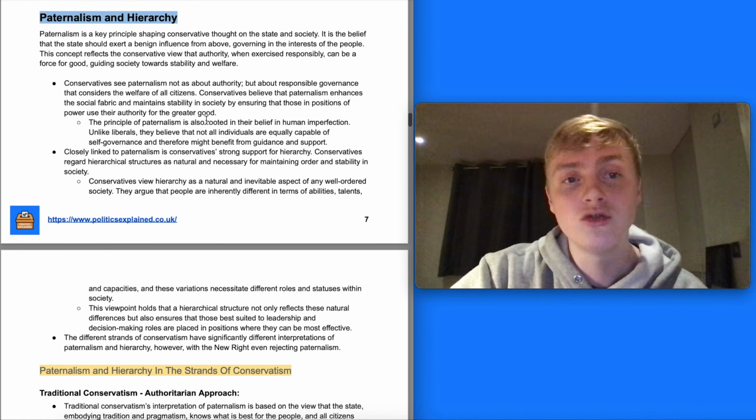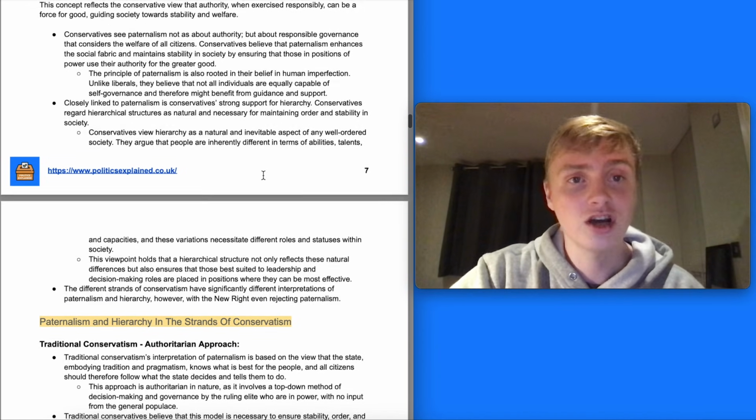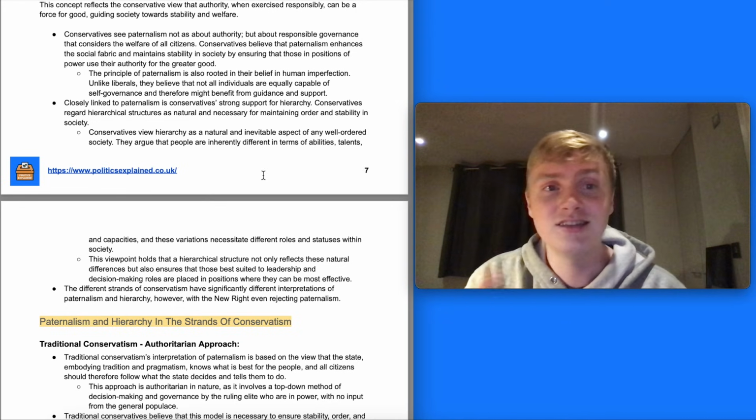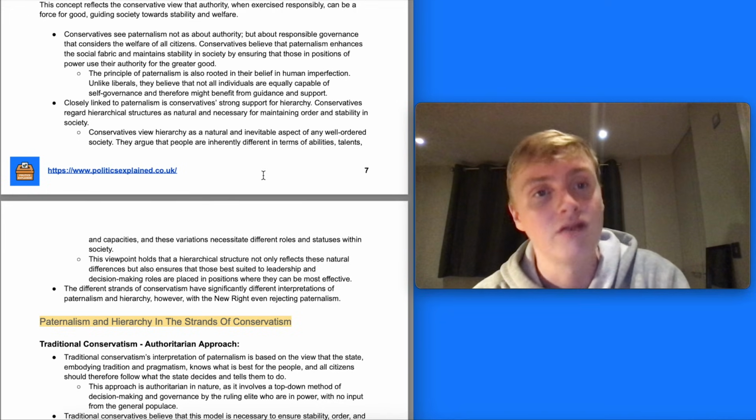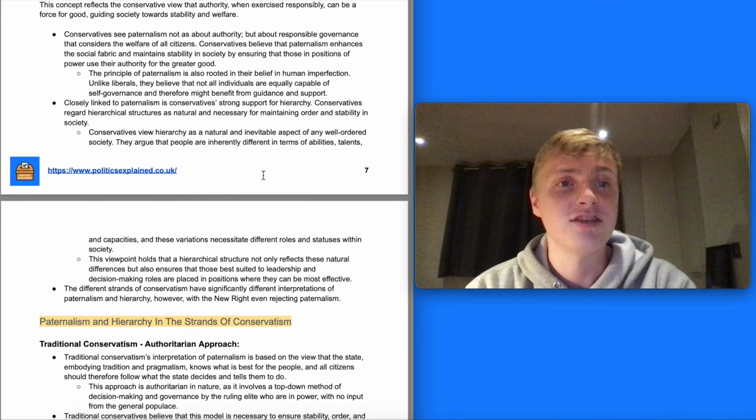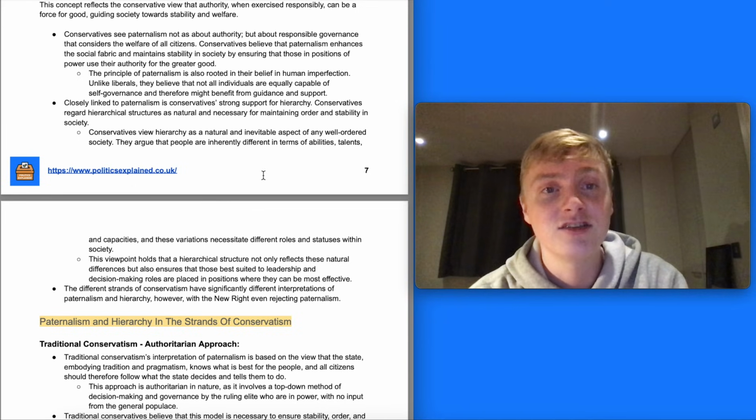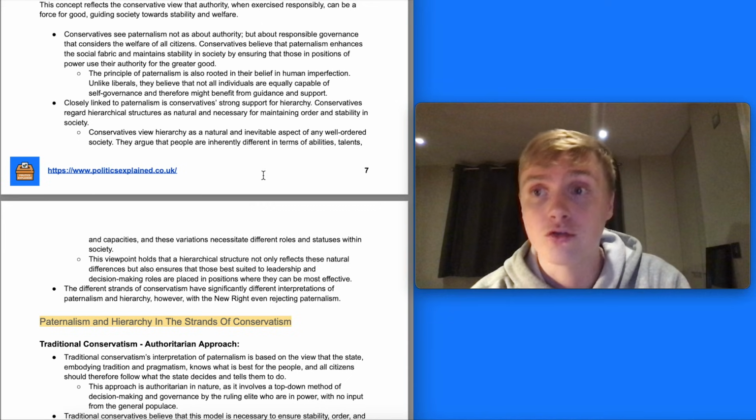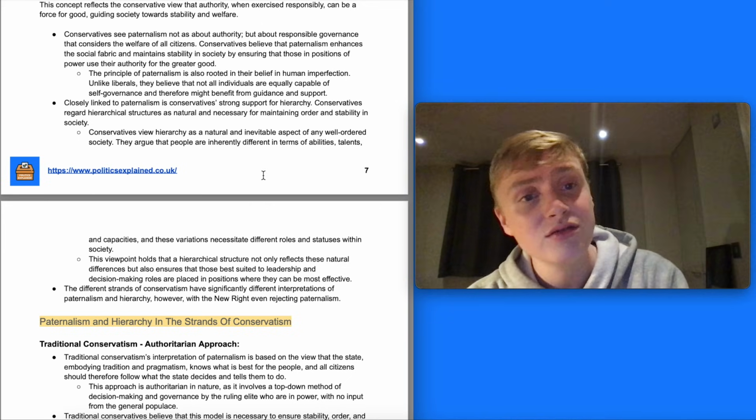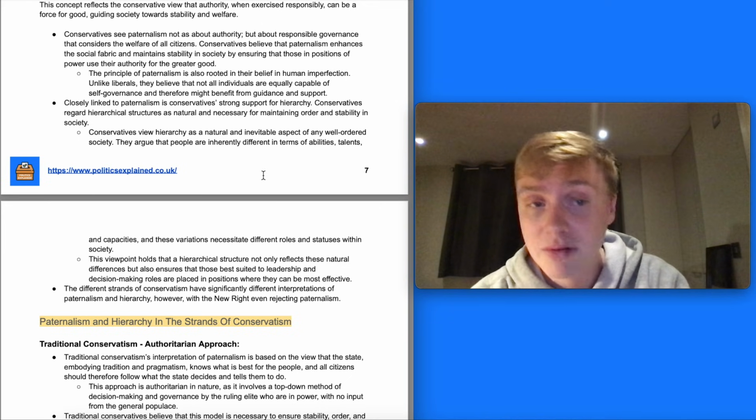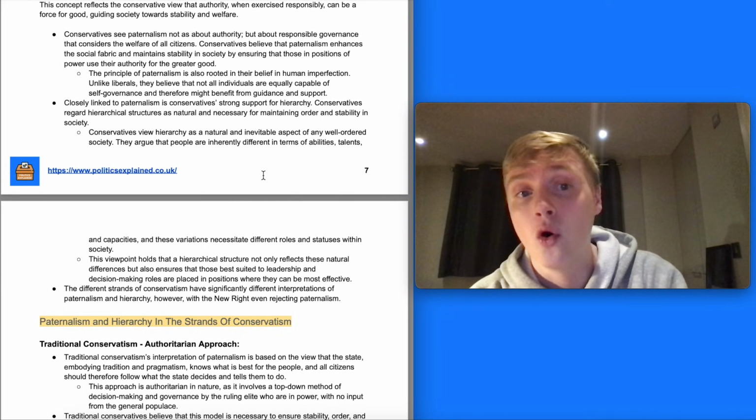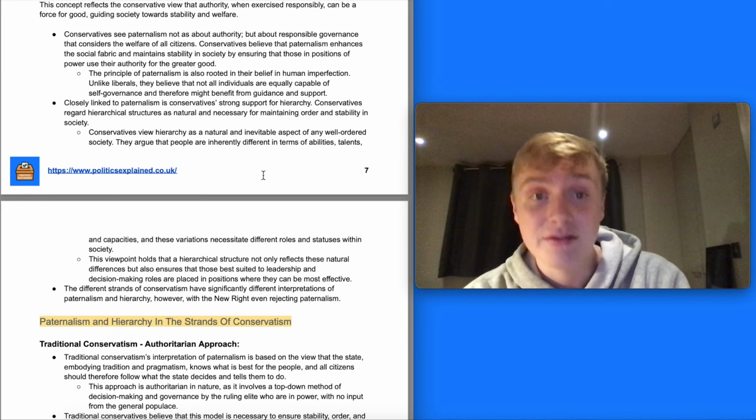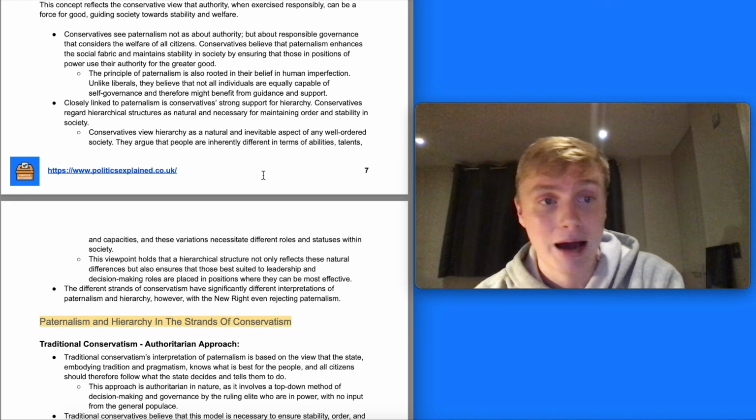They see paternalism not as just about authority and authoritarianism, but about responsible governance that considers the welfare of all citizens. It's not power for power's sake. They believe that this enhances the social fabric and maintains stability in society by ensuring that those in positions of power use their authority for the greater good. The principle of paternalism is also rooted in their belief in human imperfection. Unlike liberals, they believe that not all individuals are equally capable of self-governance, and therefore they see them as benefiting from the guidance and support of those in power.